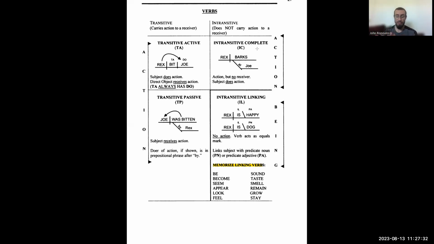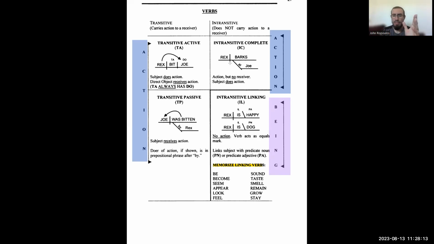Now, if we remember the definition of a verb, a word of action or being, right? So we're going to have two general types of verbs: action verbs and being verbs. Now, if we break it down further and look much closer, we see that there are actually three types of action verbs, and then one type of being verb. Generally speaking. Remember, we all know grammar, right? Now we're just learning it scientifically.